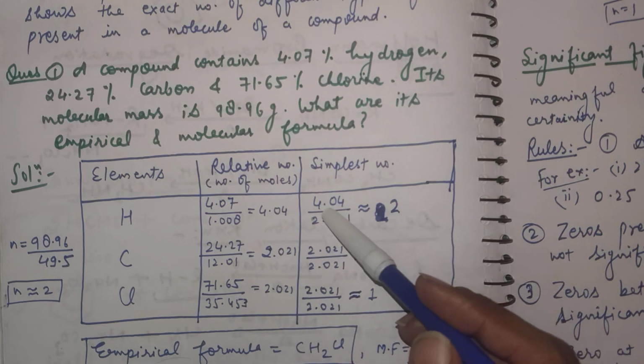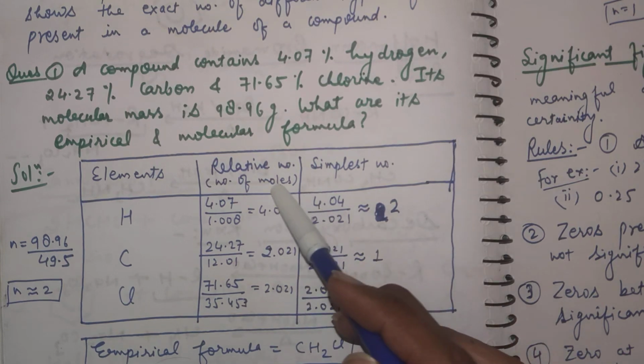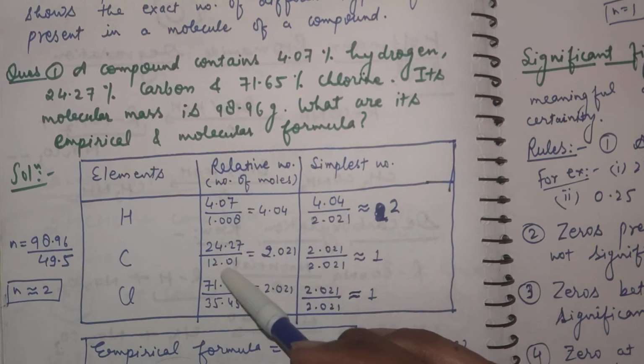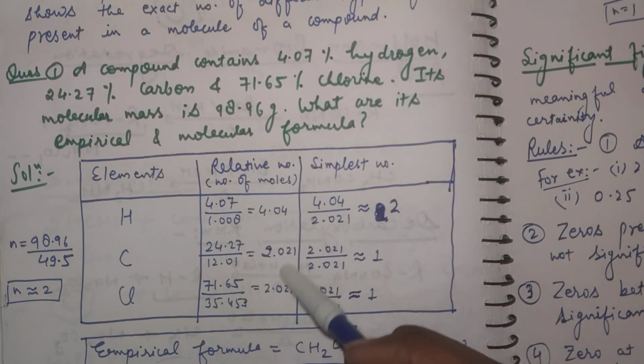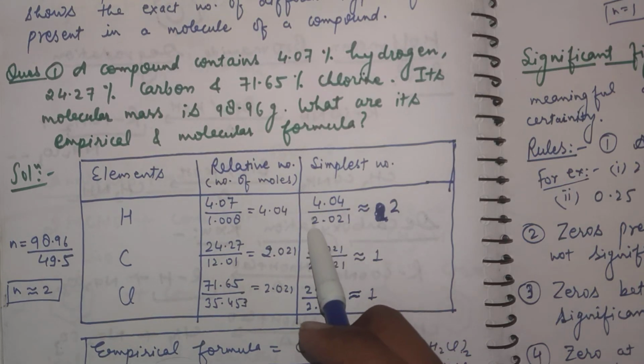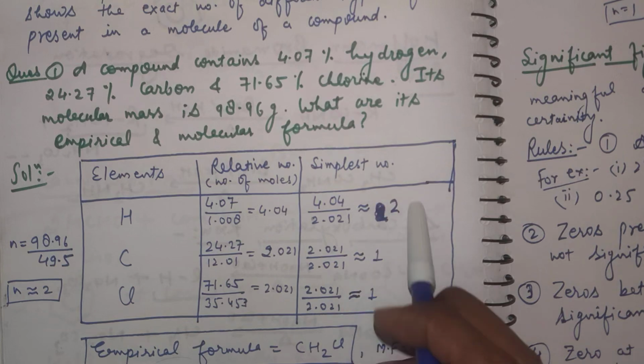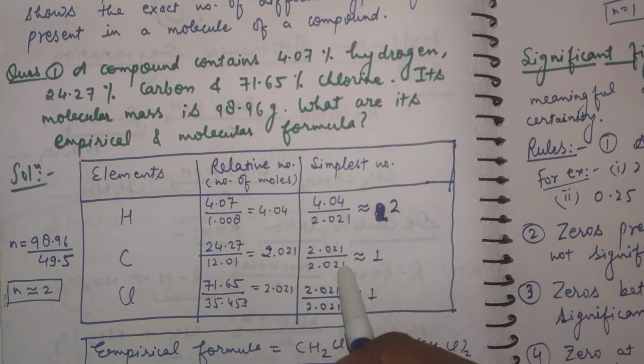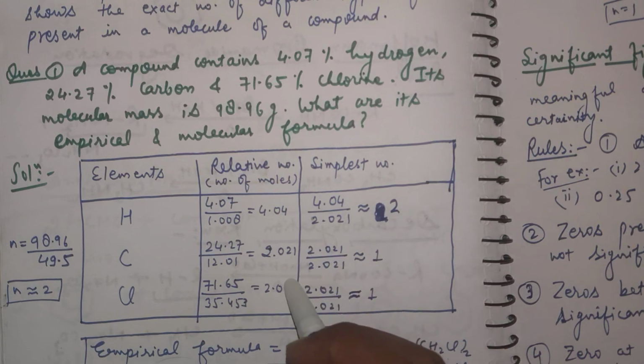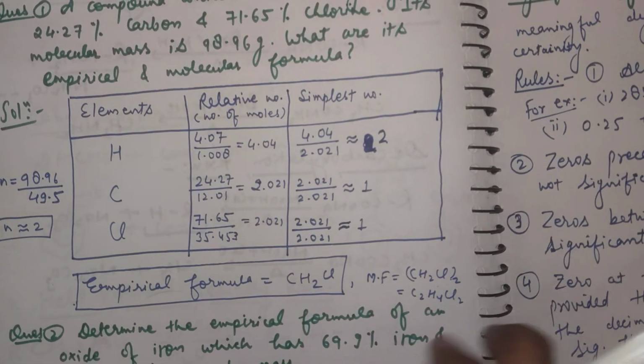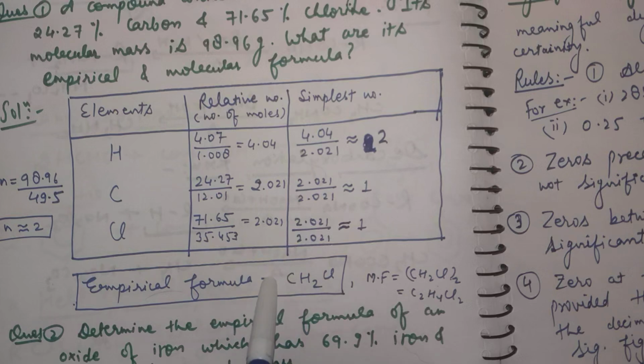Now we see which is the smallest number among the values for hydrogen, carbon and chlorine. These two numbers are the smallest and exactly the same. So we divide all the numbers by the smallest: 4.04 upon 2.021 gives about 2, and 2.021 upon 2.021 gives 1, and in this way we get 1. So the simplest ratio is carbon 1, hydrogen 2, and chlorine 1.